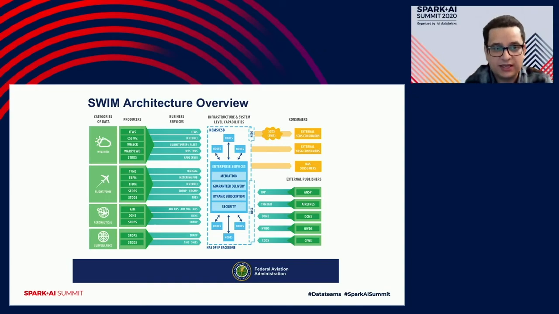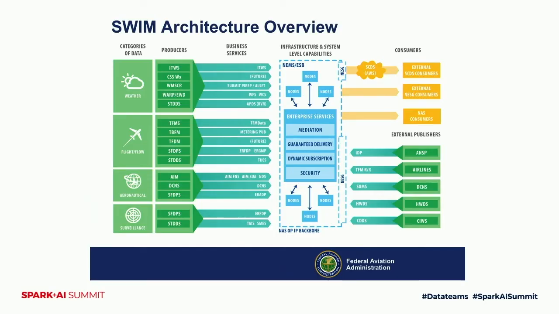Here in this slide is the architecture for different SWIM services, which consists of many services and data components that are getting streamed by various producers, from the FAA itself to other external publishers. The main categories of data include weather, flight, and flow, and many other aviation-related data components.